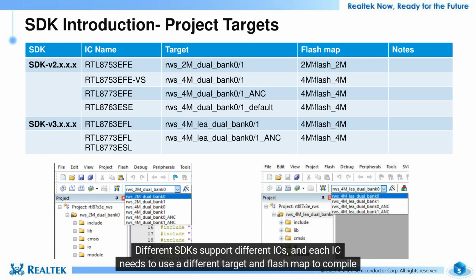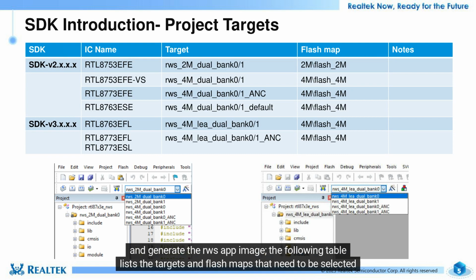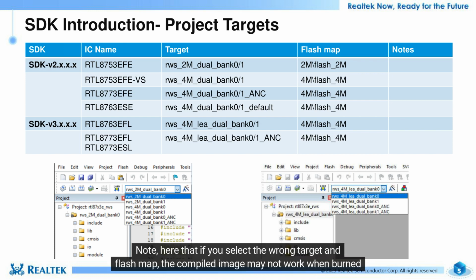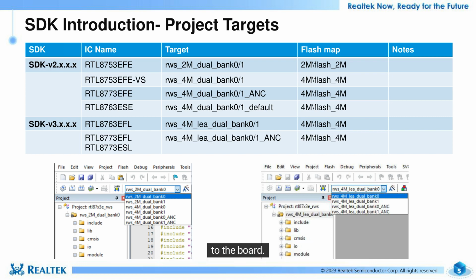Different SDKs support different ICs, and each IC needs to use a different target and flash map to compile and generate the RWS app image. The following table lists the targets and flash maps that need to be selected for each supported IC. Note here that if you select the wrong target and flash map, the compiled image may not work when burned to the board.